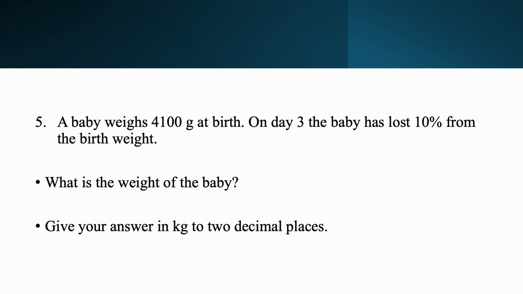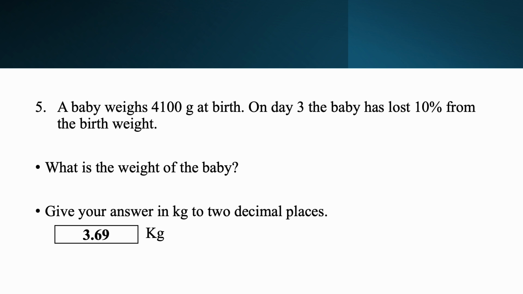Question number 5. A baby's weight is 4,100 gram at birth. On day 3, the baby has lost 10% from the birth weight. What is the weight of the baby? Give your answer in kg to 2 decimal places. So 2 decimal means after the point there should be 2 numbers.